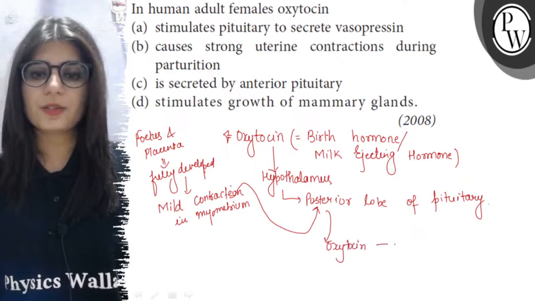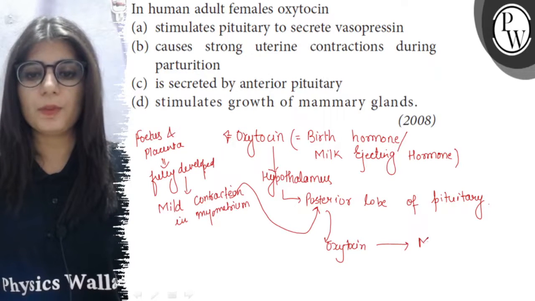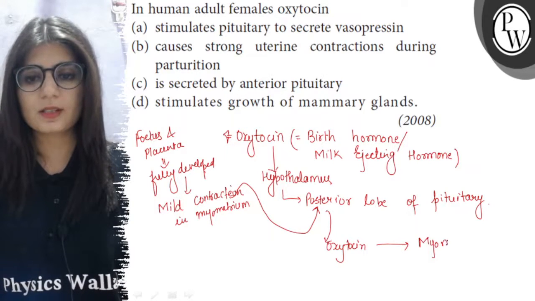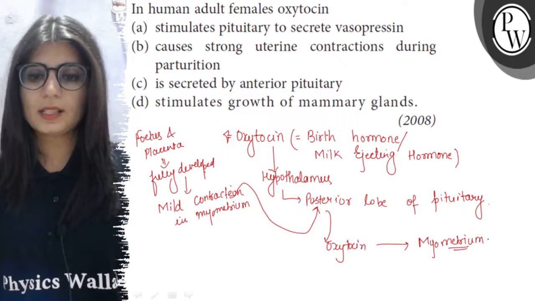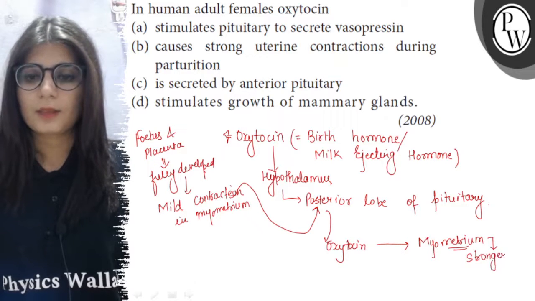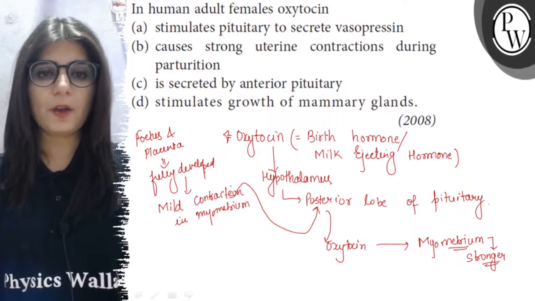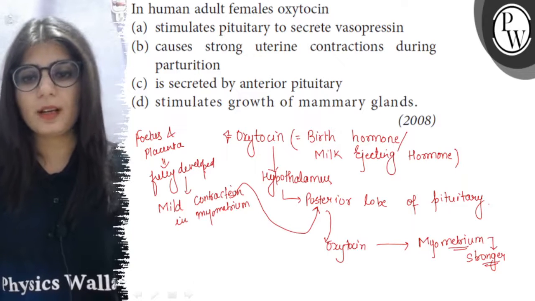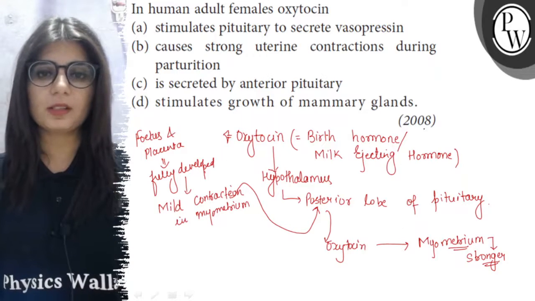Now this oxytocin acts on the myometrium of the uterus. Myometrium is the middle layer of uterus, and this myometrium now undergoes stronger contraction, and this contraction of myometrium is responsible for the expulsion of child from mother's body.